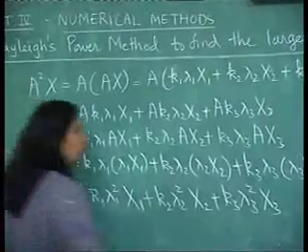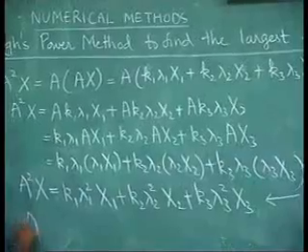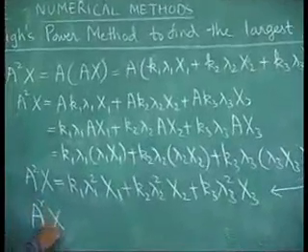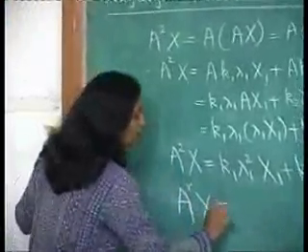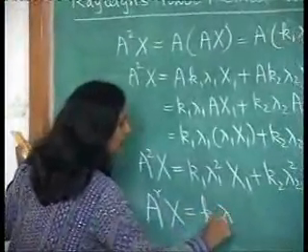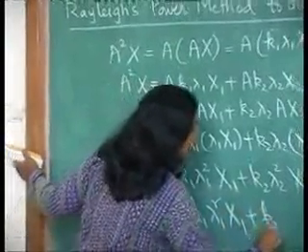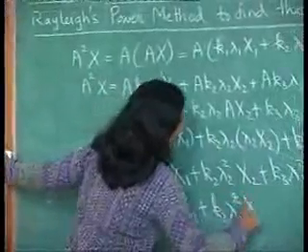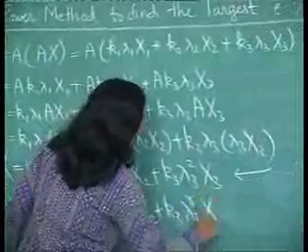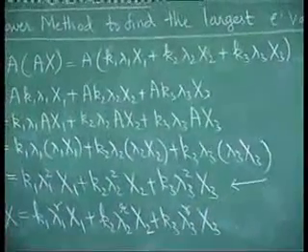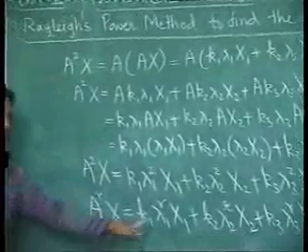Now, if you don't really want to waste time, you will have to accept my word for it that the r-th power, if we continue in this manner, is going to look like k1 lambda 1 raised to r x1 plus k2 lambda 2 raised to r x2 plus k3 lambda 3 raised to r x3. So if I continue like this, I will get A^r into x as this.